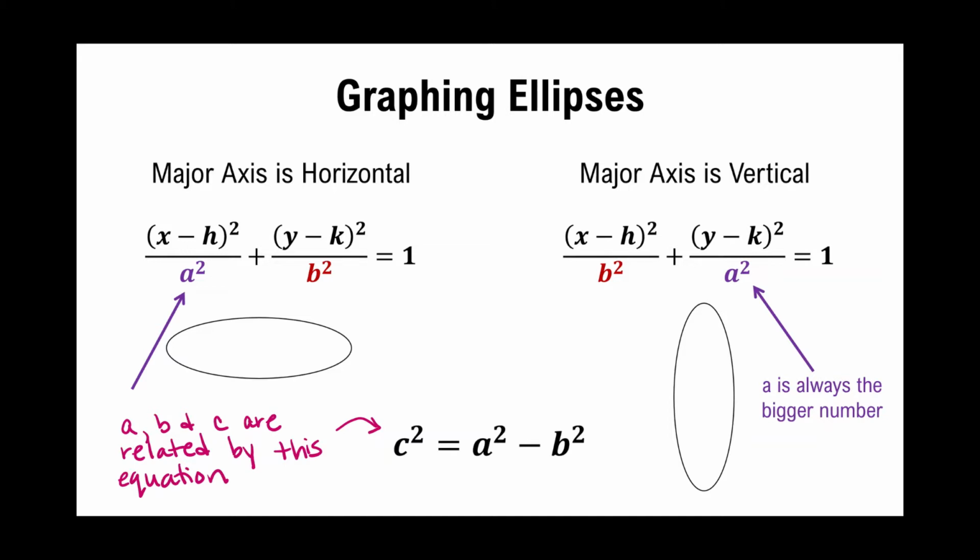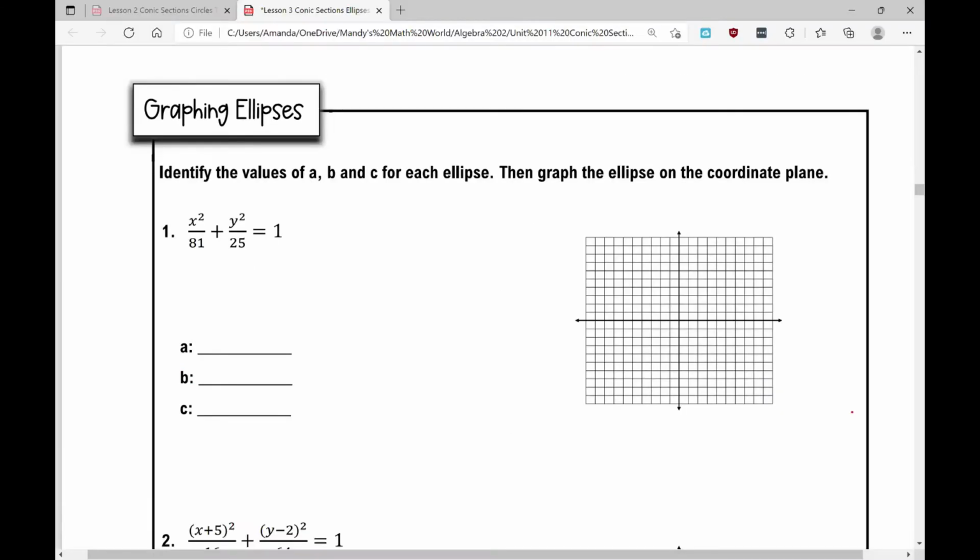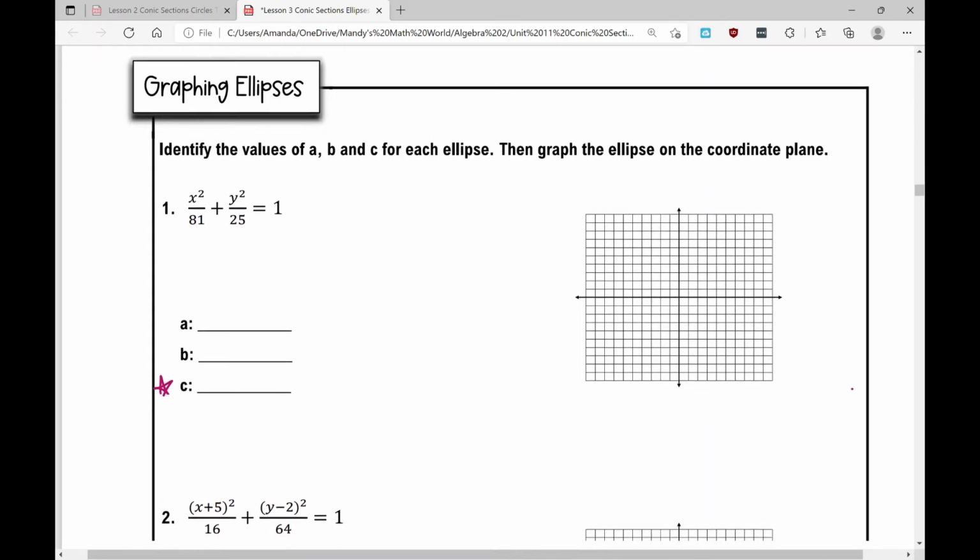So let's move on to graphing ellipses. Go to number 1. Let's graph some ellipses. The directions say to identify the values of A, B, and C for each ellipse, then graph the ellipse on the coordinate plane. The only values I need when I'm graphing an ellipse are the values of A and B. C is here to help me find the value of A or the value of B if I'm not given that in the information.